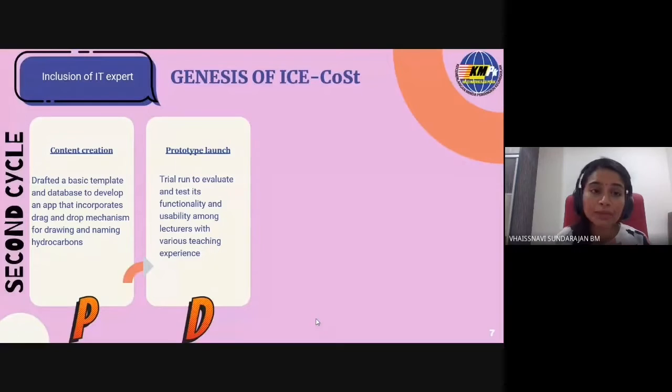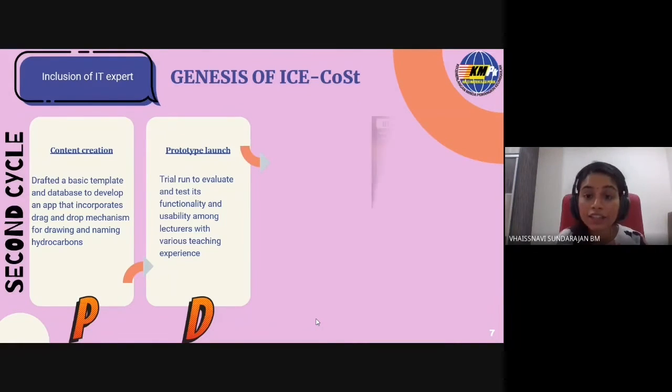in order to develop an app, we required the inclusion of an IT expert. Thus, during the planning stage, we did content creation whereby we drafted a basic template and database to develop the app that incorporates a drag and draw mechanism for drawing and naming of hydrocarbons. During the doing stage, a prototype was launched. A trial run was done to evaluate two things, which were functionality and usability among lecturers with various teaching experience.